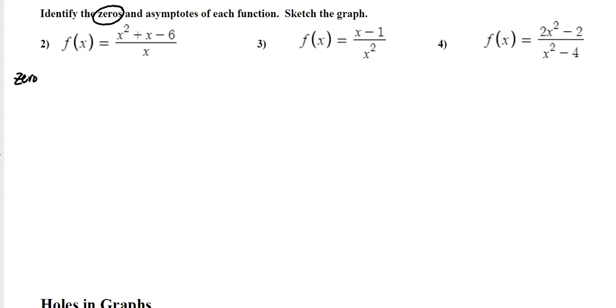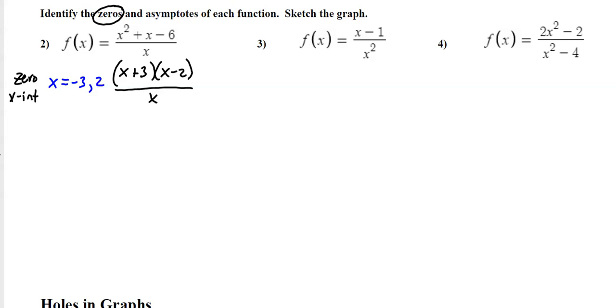So the 0, aka the x-intercept, well, we got to figure out the top. We need to do some factoring. So this thing is really x plus 3 times x minus 2 all over x. Well, my zeros then, it looks like, are going to occur at x equals -3 and positive 2. So I have my zeros there.